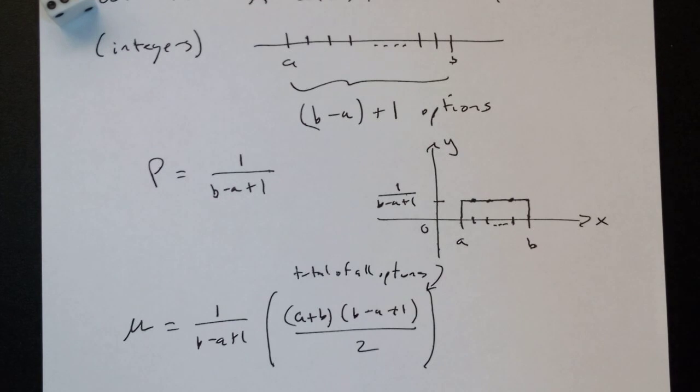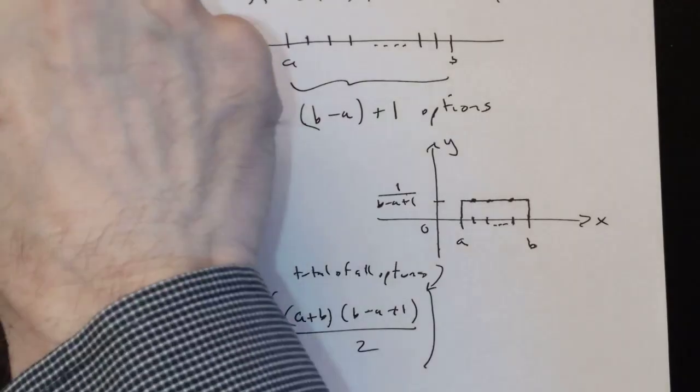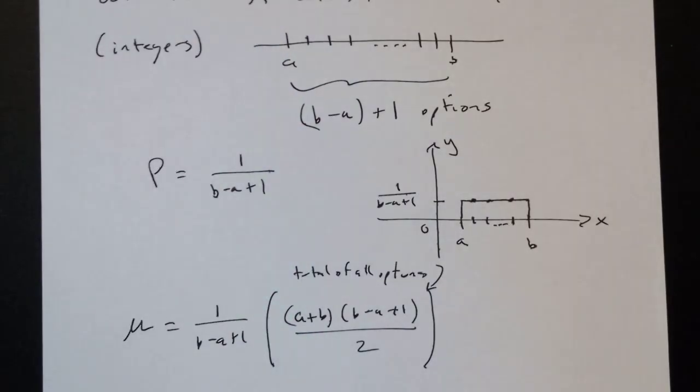Since the probability is the same on each one, I can factor it out. I can just add up all the numbers from A to B, and I get this. There's a formula for adding up a sequence of numbers. We do this in a course called discrete math. The formula was basically developed about 300 years ago.